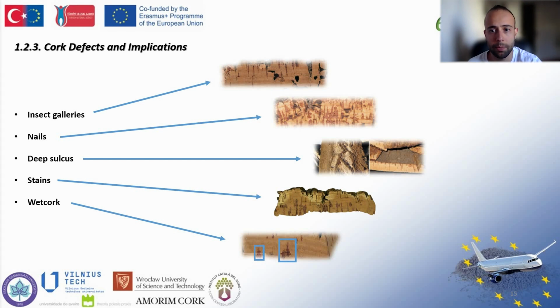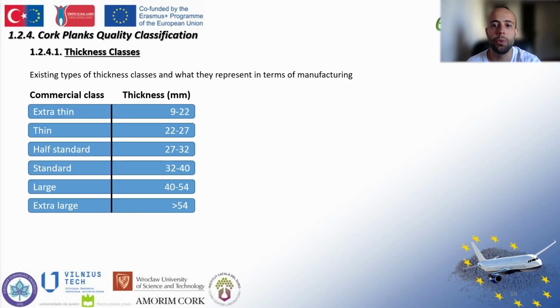Also about the different types of defects that exist on cork, such as insect galleries, nails, deep sulcus, stains, wet cork, and what are their implications. We will see that there are corks of various thicknesses, and that these thickness classes are extremely important in determining what types of products can be manufactured.